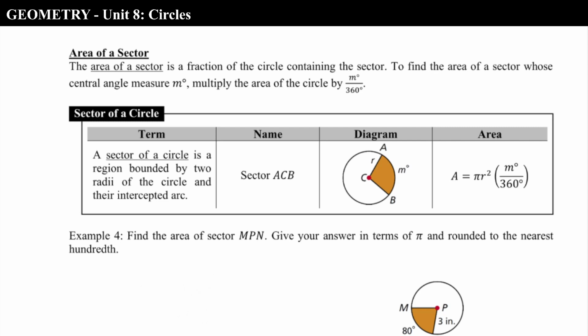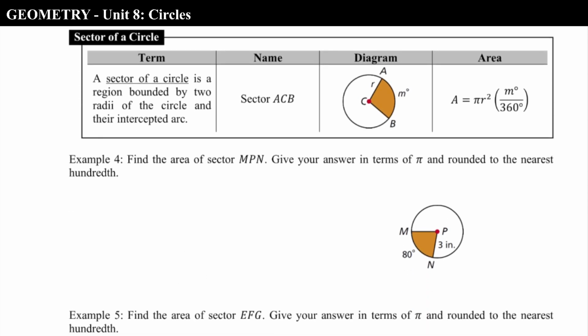So let's show you how it works here with example 4. We want to find the area of sector MPN, and we're going to give our answer in terms of pi and rounded to the nearest hundredth. So the area, as stated up here, is going to be pi r squared times m over 360. So we have pi. Our radius is 3 inches, so we have 3. And our central angle is 80. So that's 80 over 360.